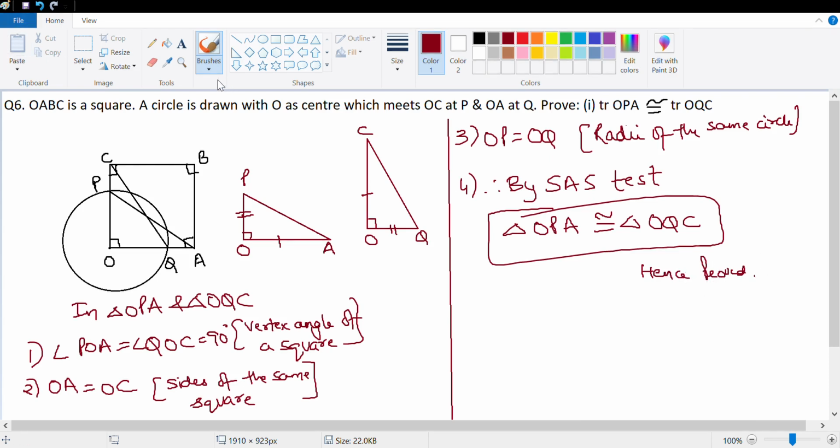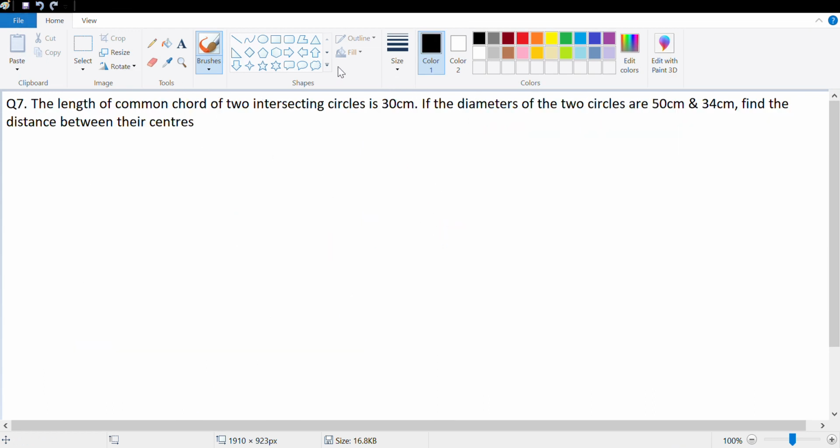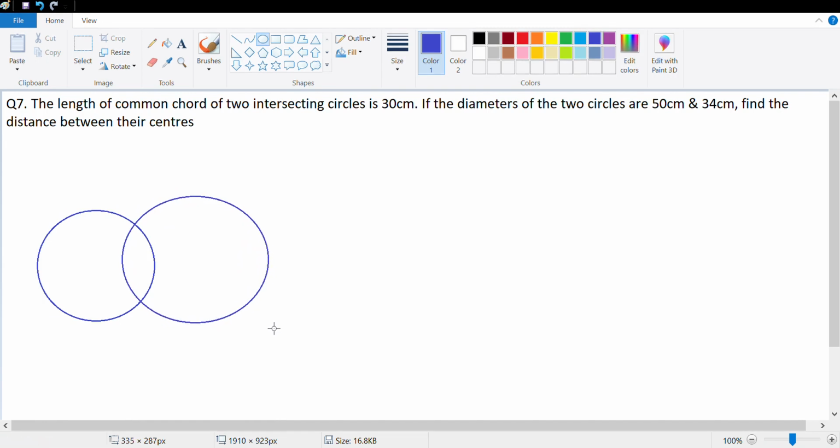The next one that we do is question number 7. Question number 7 says the length of common chord of two intersecting circles is 30 centimeter. So what's a common chord? So let's just quickly look at this. This is circle 1 and this is circle 2. Okay, so circle 1 and circle 2, they have a common chord. What would be that common chord? The chord which is common to both the circles.